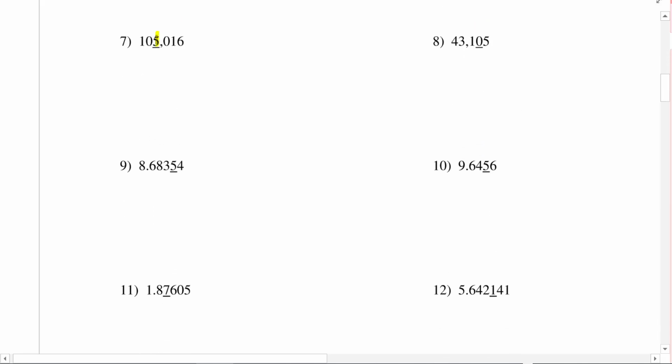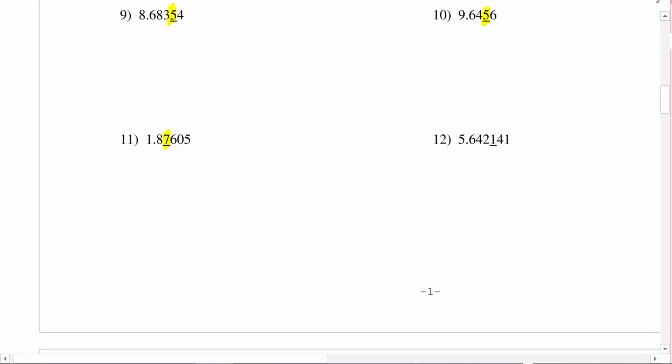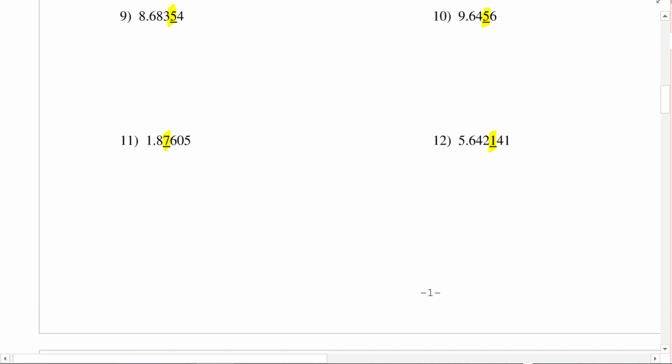This position where 5 is, is the 1,000s. This position where 0 is, is the tens. 5 is the tens, right? 54, 56, so the tens. 7 is on the thousands position. This one is on the 100s position, right? 141, and so on.